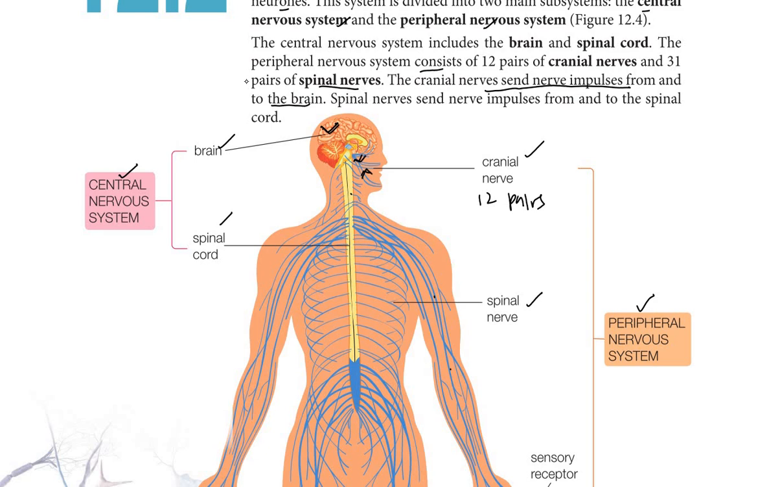Then we have the spinal nerves, which send nerve impulses from and to the spinal cord. So we have 31 pairs here of spinal nerves. So the spinal nerves will send the nerve impulse from and to the spinal cord. So from this spinal cord here, the nerve impulse will be sent by the spinal nerve from the spinal cord or to the spinal cord. So this is the spinal nerve. Okay, the function of the spinal nerves and cranial nerves.